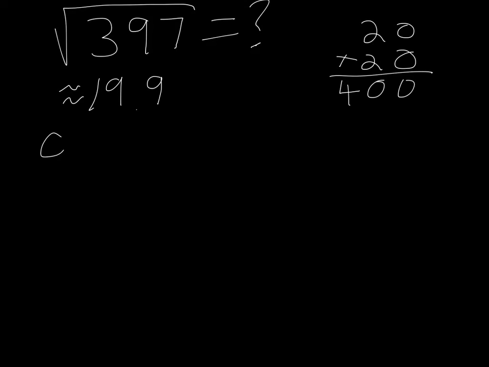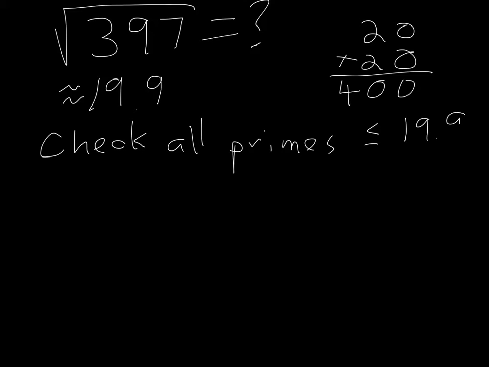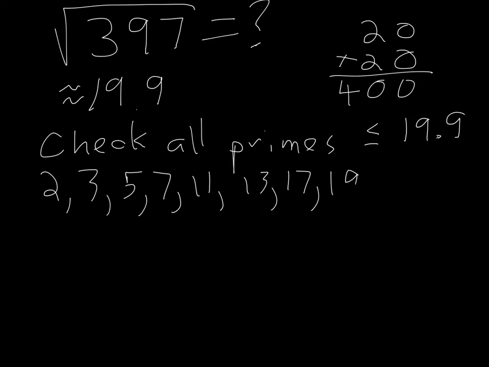So we need to check all primes less than or equal to 19.9. And what are they? They're 2, 3, 5, 7, 11, 13, 17, and 19.